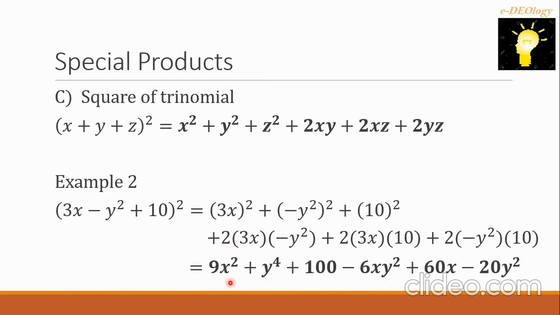One more point that I want to make. Since we are putting a square to each term of this trinomial, it means to say the first 3 terms in the final answer must always be positive.